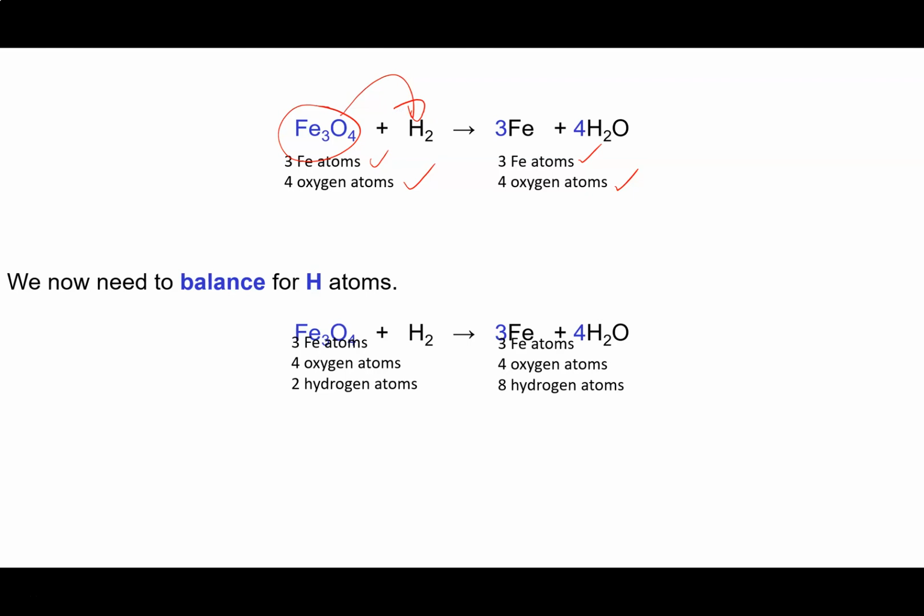So what have we got going on now? Well, on the left, I've got 2 hydrogen atoms, and on the right, 4 times 2, I've got 8 hydrogen atoms.